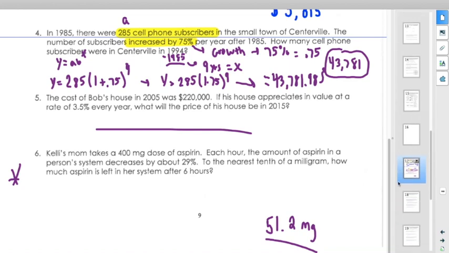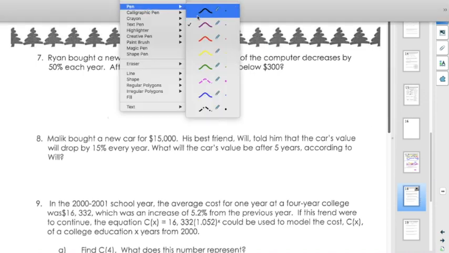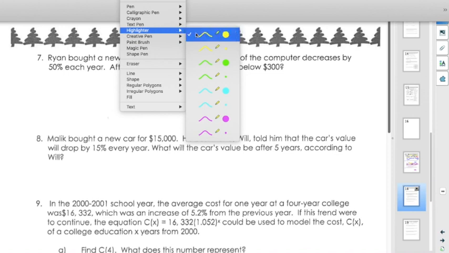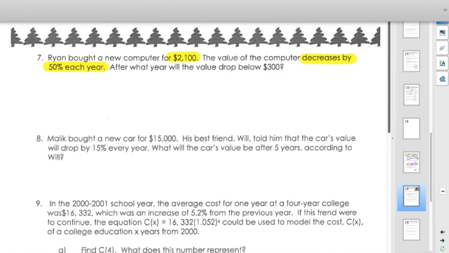Okay. Back page. I'm going to go through number 7 and then quickly go through the rest. Ryan bought a new computer for $2,100. The value of the computer decreases by 50% each year. So it decreases by 50%. He bought a new computer for $2,100. Decreases by 50% each year. Now the question's asking, after what year will the value drop below $300?